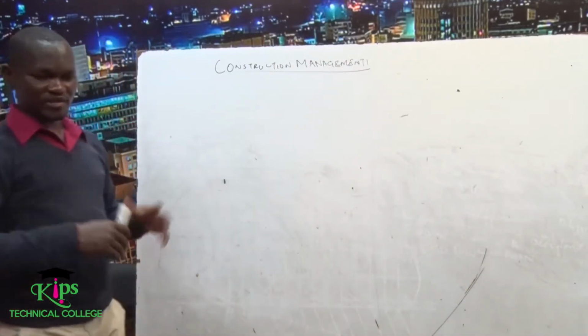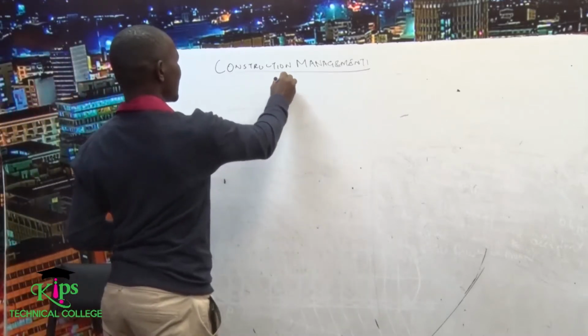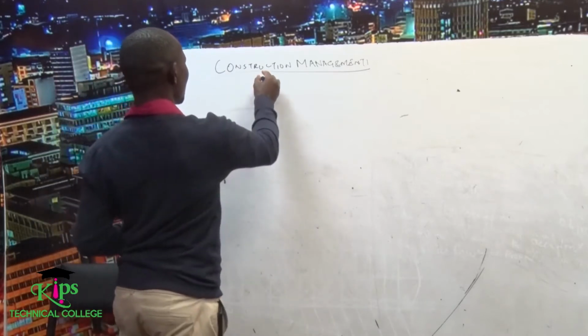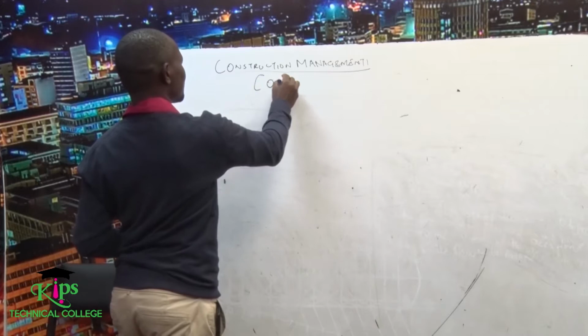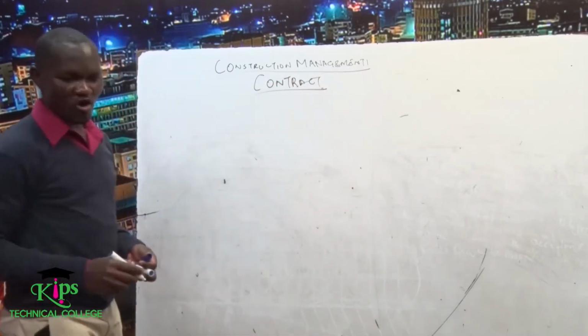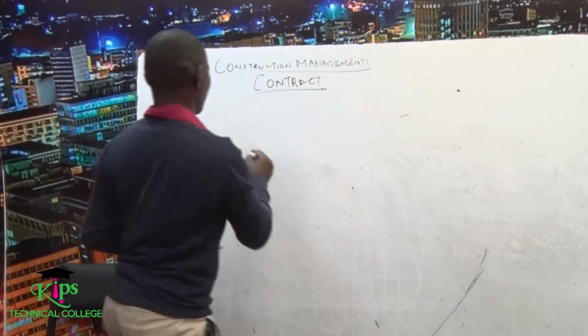In this class, we were talking about contracts, where we discussed various types of contract, and we still continue with types of contract. So in this class, we want to talk about the unit pricing contract.